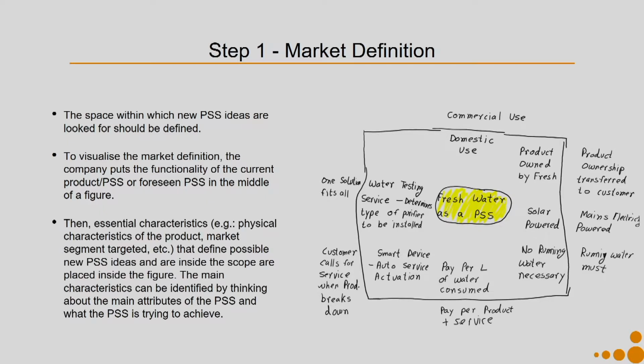Then what I try to do is place the essential characteristics, for example physical characteristics of the product, market segment targeted, etc., that define possible new PSS ideas and are inside the scope, inside the figure.